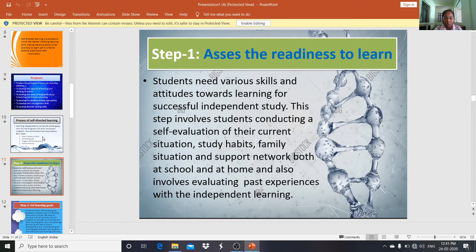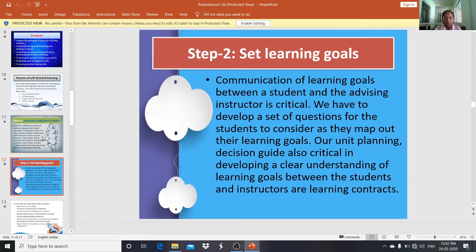This step involves the students conducting a self-evaluation of their current situation, study habits, family situation, and support network both at school and at home, and it also involves evaluating past experiences with independent learning. The next one is to set the learning goals. After assessing, we have to set the goals: how to learn, what to learn, and how much we have to learn. Communication of learning goals between the student and the advising instructor is a very critical part.